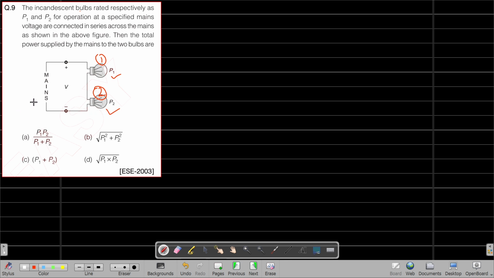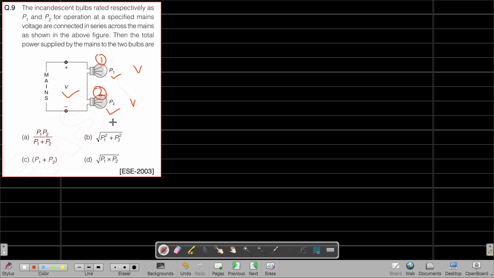And the supplied voltage is mains voltage. Here we supply by mains voltage V. But in this question, the voltage rating is not given. To solve this question, we have to consider that both bulbs have the same voltage rating, the same as the supplied voltage. So this also has voltage rating V and this is also V.